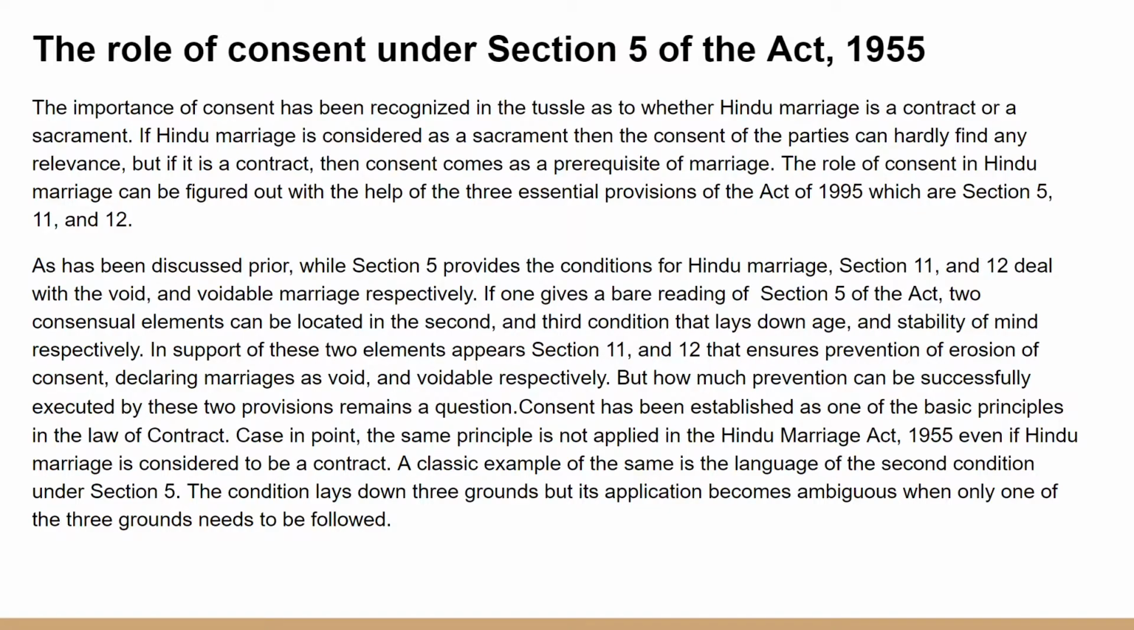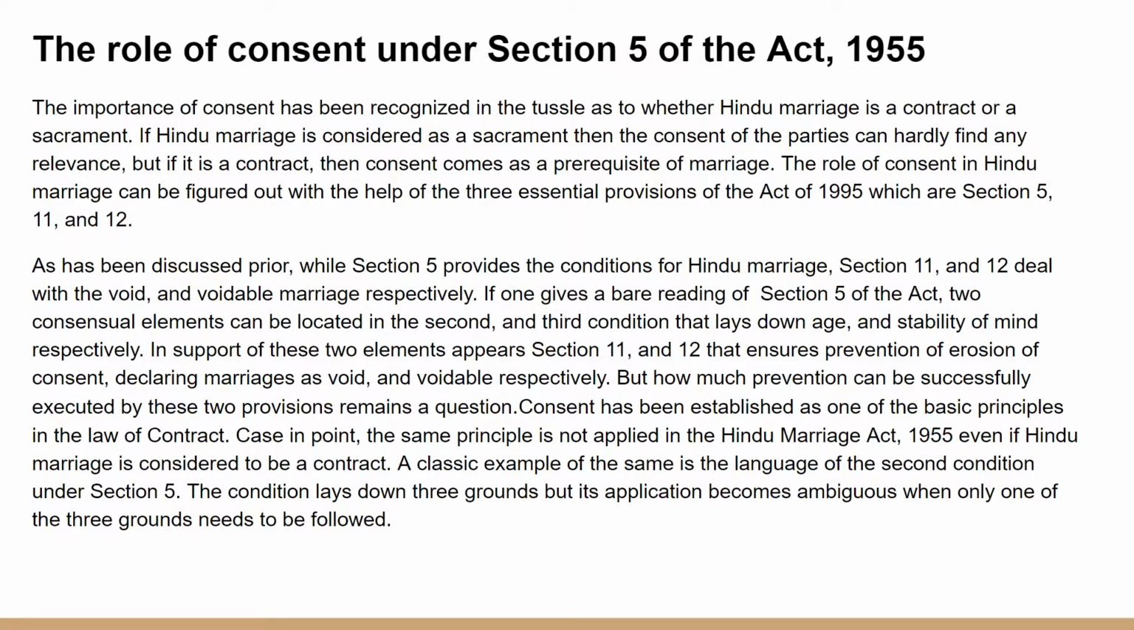The role of consent in Hindu marriage can be figured out with the help of the three essential provisions of the Act of 1955, which are Sections 5, 11, and 12. As has been discussed prior, while Section 5 provides the conditions for Hindu marriage, Sections 11 and 12 deal with the void and voidable marriage respectively.